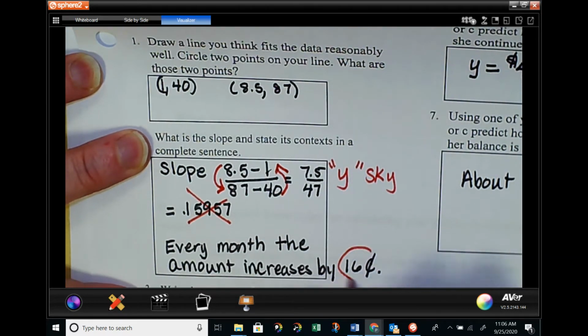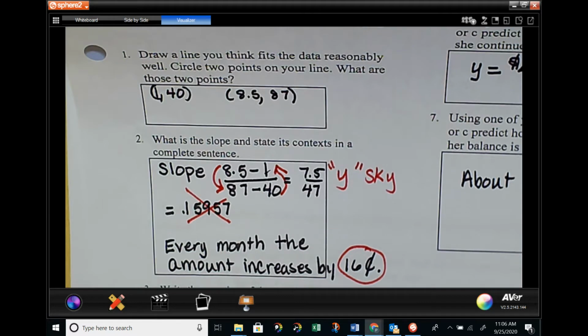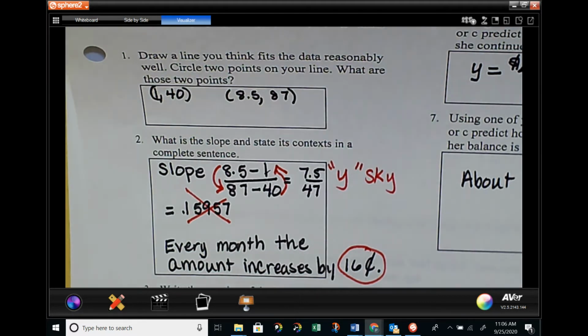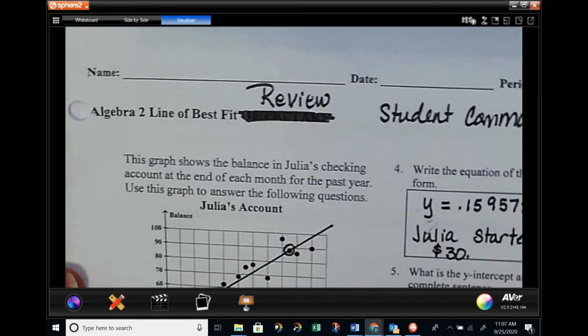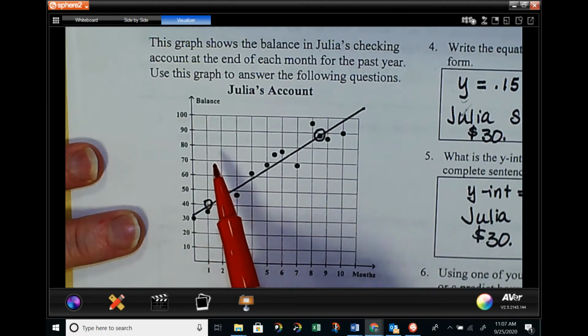And then given this slope, this is the real life context. The real life context is what you guys are missing. Given this slope, which is about 16 cents, every month the amount is going to increase by 16 cents. Now, this is real life, people. If you get something like that, and this is distance learning, you should go back and say, hey, this is dollars. This is the amount of money that she has in there, in dollars. So no, that doesn't make sense.